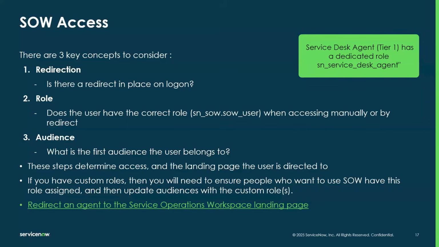The next stage you have to consider for access is, does the user have the correct role? And we just talked about all the roles. So, accessing manually or by redirect. And as you can see on the top right, the Service Desk Agent role is also mentioned on this slide. The next stage is audience: what is the first audience the user belongs to. So these are the steps that determine access and the landing page the user is redirected to.